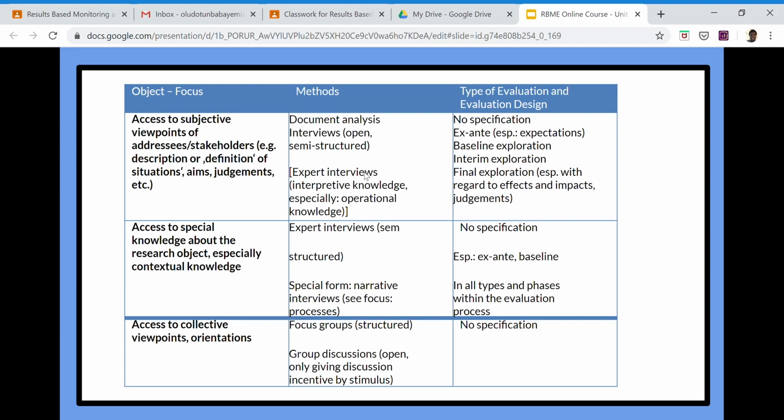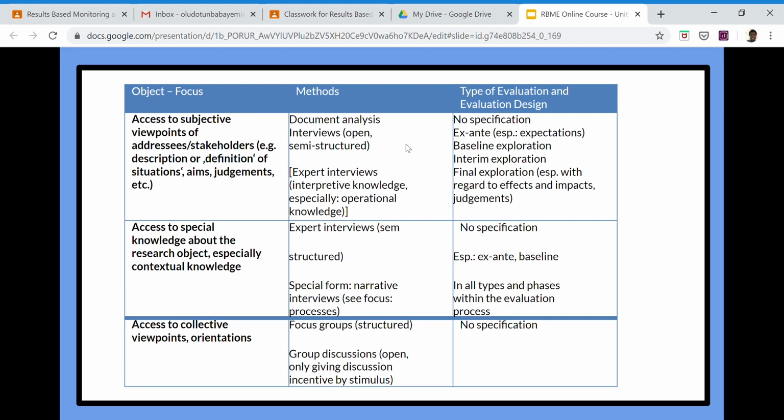This is like jumping the gun, but it is just for us to note that if you want views of stakeholders within a particular program, in terms of their judgments, it's important that you look at analyzing documents and having open and semi-structured interviews, so that you don't come with a structured guide whereby the stakeholders will give you some other kind of information. So think about using document analysis, open or semi-structured interviews. Open means unstructured.